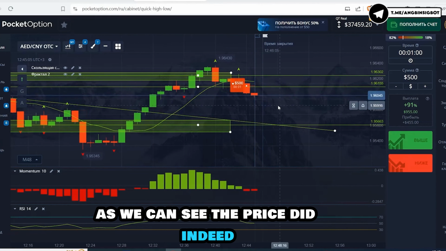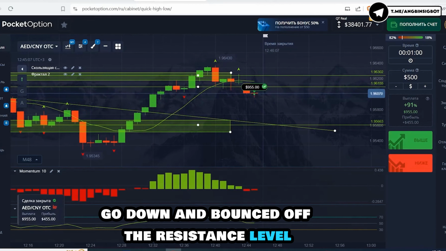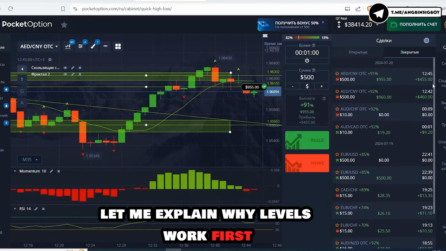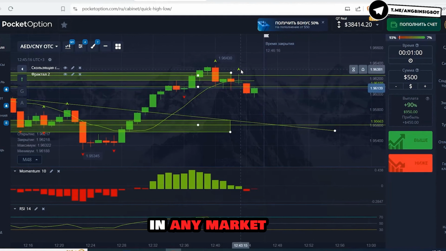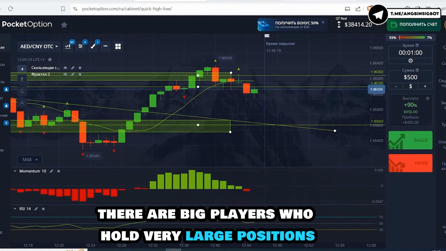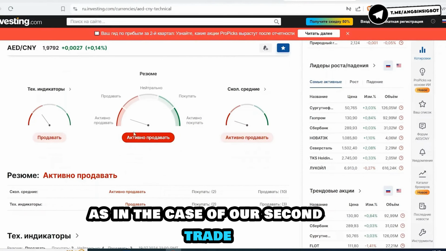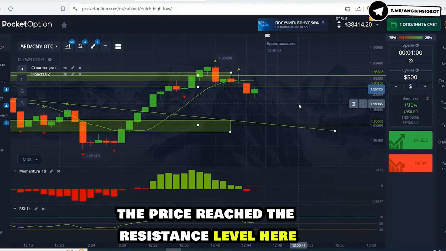As we can see, the price did indeed go down and bounced off the resistance level. Let me explain why levels work. First, why levels work. This is the theory of big money. In any market, there are big players who hold very large positions. As in the case of our second trade, the price reached the resistance level.